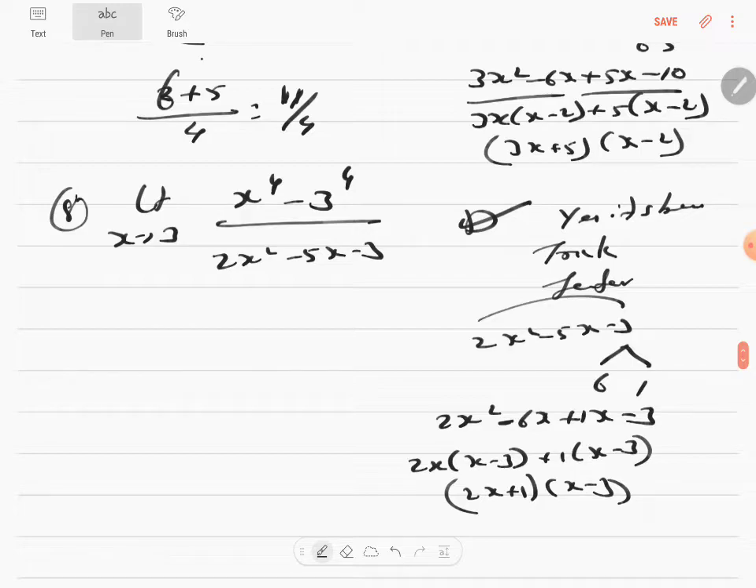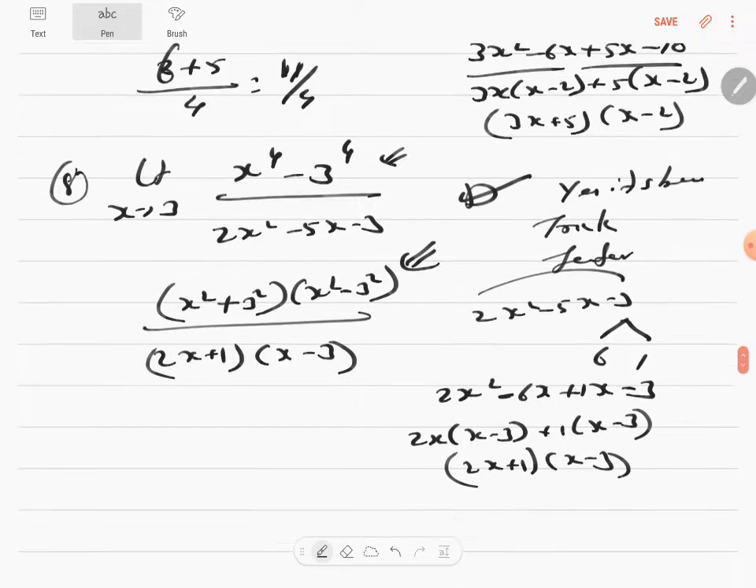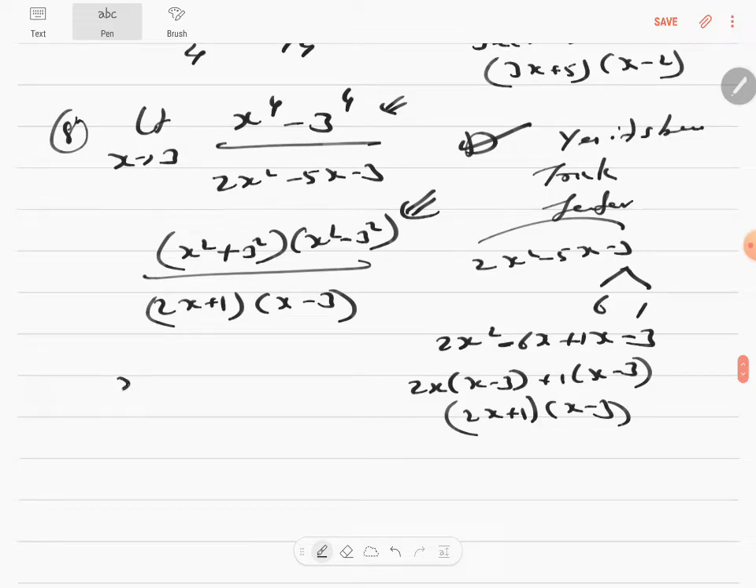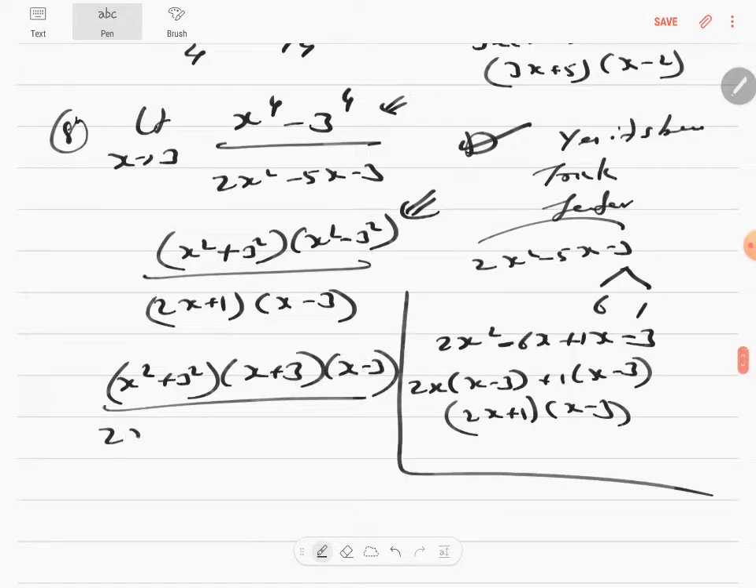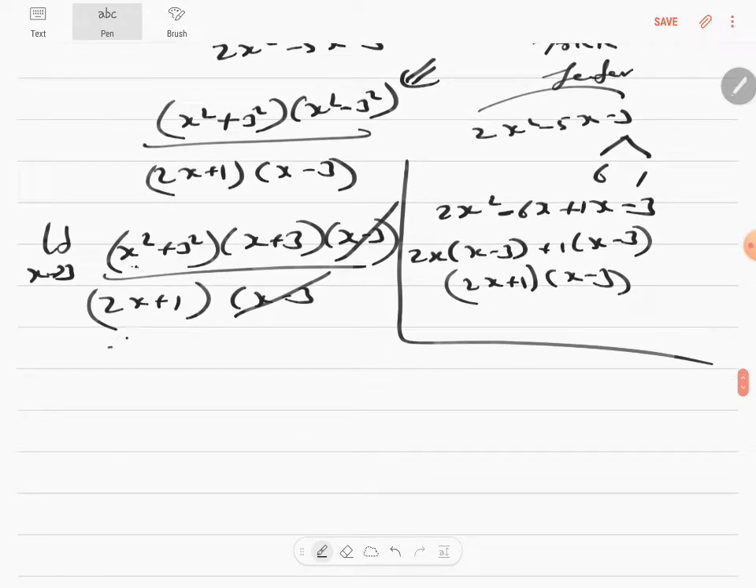So the numerator will become x square plus 3 square into x square minus 3 square, using a plus b into a minus b, by 2x plus 1 into x minus 3. Then this can be written as x square plus 3 square into x plus 3 into x minus 3, by 2x plus 1 into x minus 3. So x minus 3 gets cancelled. Limit x tends to 3, put 3 here. Direct substitution, because the denominator is not becoming 0.